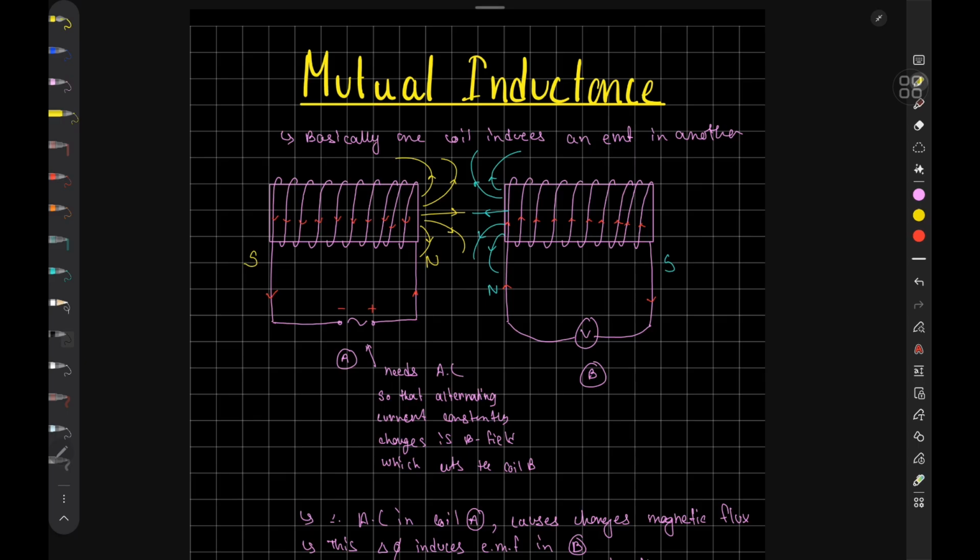Right? So in essence, a coil induces an EMF in the other one. This is pretty much how transformers work. It's the same principle, mutual inductance. So what do you have?